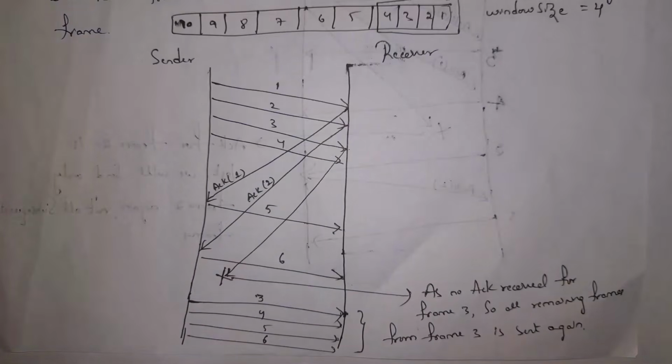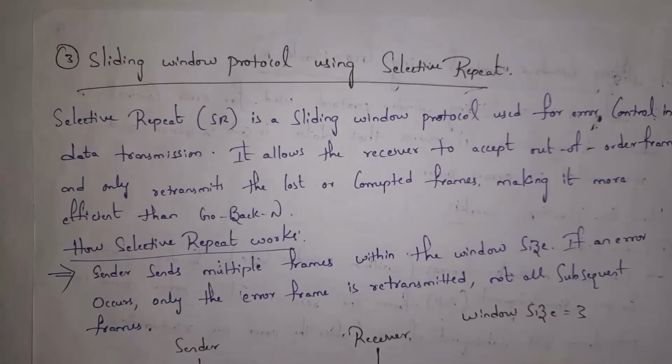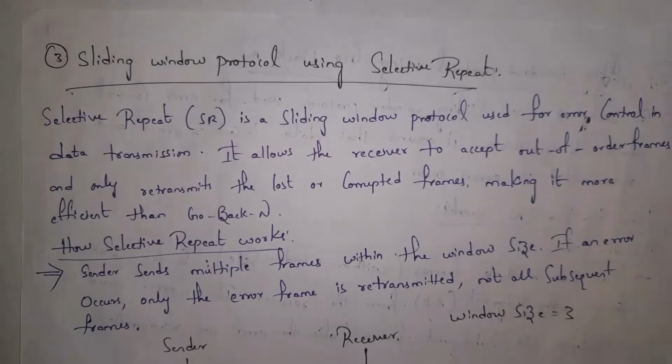Next I will explain sliding window protocol using selective repeat. Whereas if you consider go back N, whenever any frame got error, sender will send that particular frame and as well as all the corresponding frames from that particular error occurred frame. But whereas in selective repeat, sender will not send all the frames. Sender will resend only that particular frame which got error.